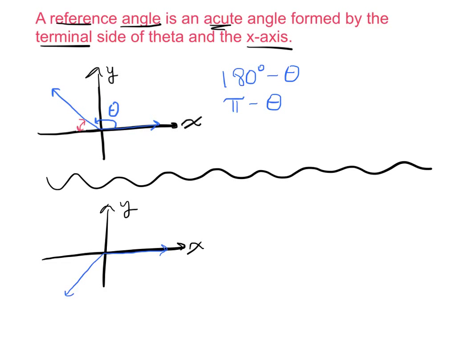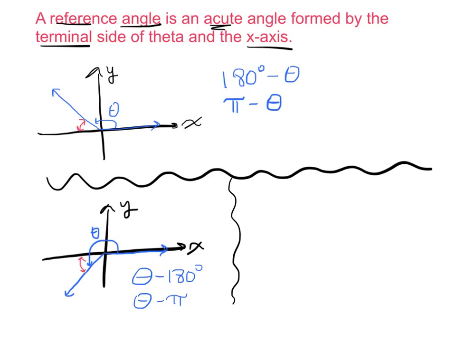Okay, here's an angle in the third quadrant. There's our theta. And remember, our reference angle is created by the x-axis and the terminal side. So now the reference angle is right in here. So the way we can calculate the measure of that angle is we can take the entire angle theta and now subtract out the 180, and we'd be left with this little piece here. So that would be theta minus 180, or theta minus pi.